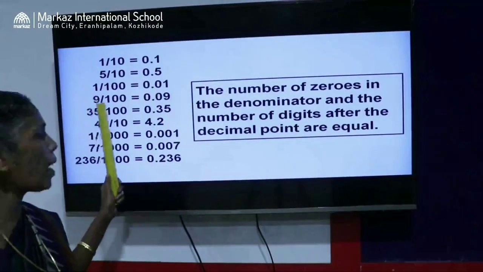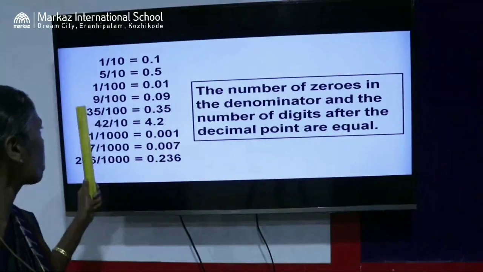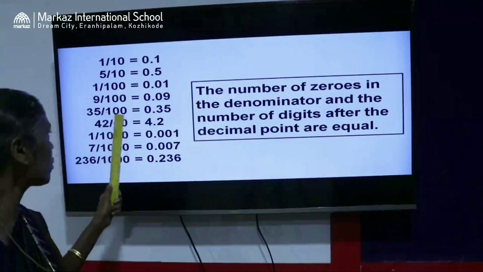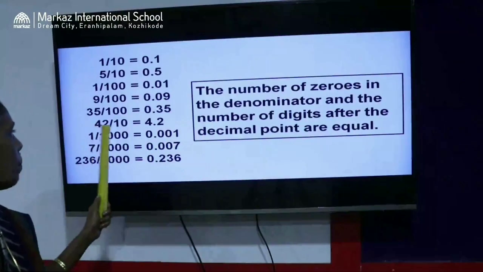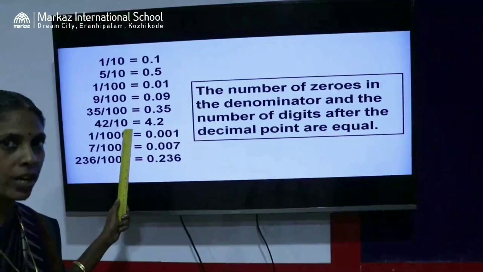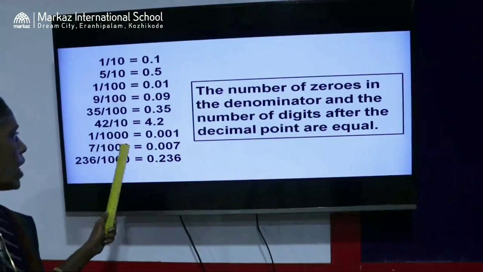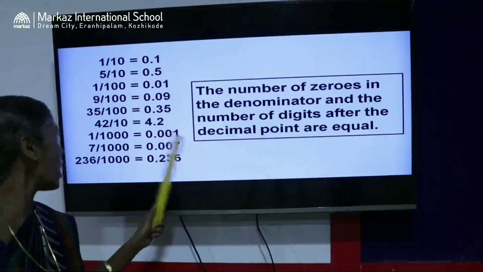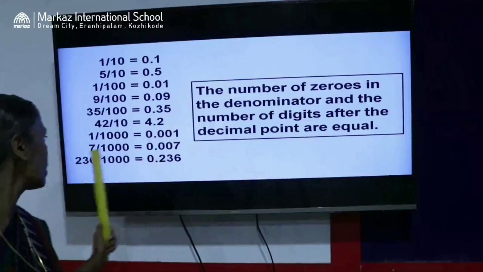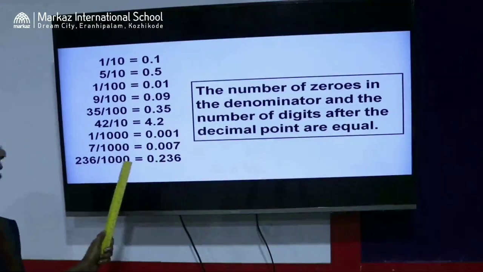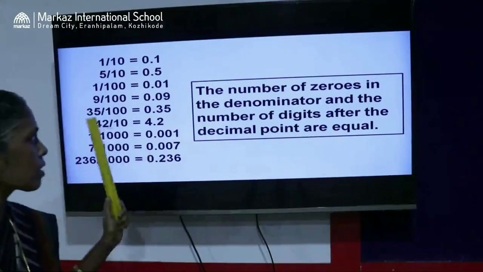So 0.01. 9 by 100 is 0.09. 35 by 100: number of zeros? 2. So you have to place the decimal like this, 0.35. 42 by 10: only one zero, so 4.2. Similarly, 1 by 1000 is 0.001. 7 by 1000 is 0.007. 236 by 1000 is 0.236. You have already studied this last year.